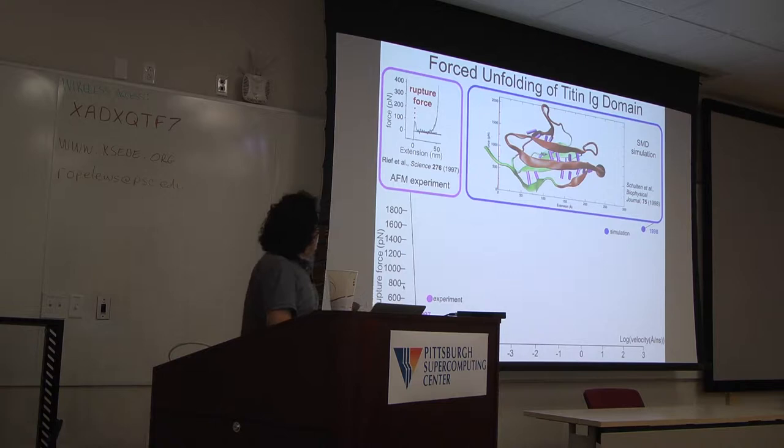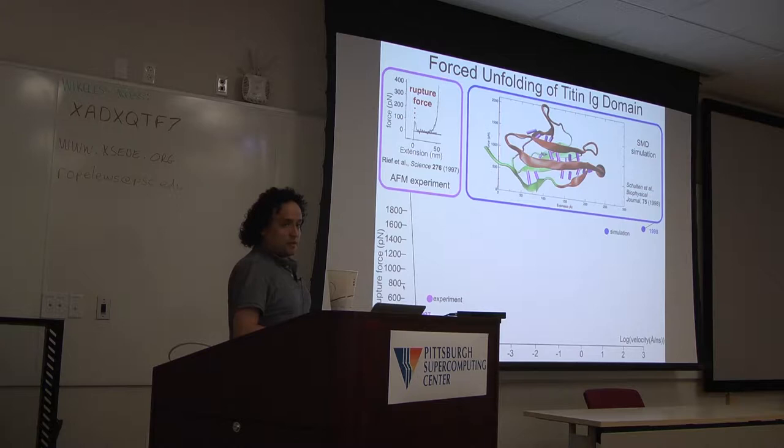And what they have is this, what is pretty common in that field, this extension versus force. So you have the cantilever, you're pulling the cantilever, and then you're measuring how much force the protein exerts. And what people first observed was the appearance of this first peak, or the rupture peak. And well, obviously, no one knows what that rupture peak means. So I think this was also done by Marcus, if I'm not mistaken. No, this was done by Barry. It was before Marcus.